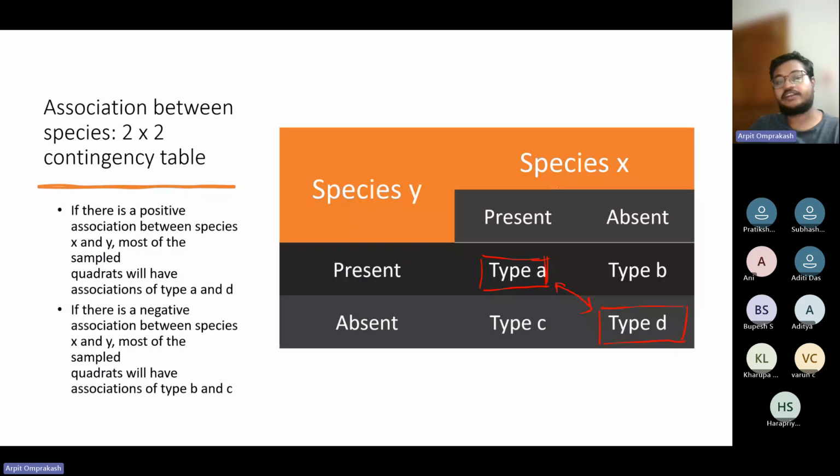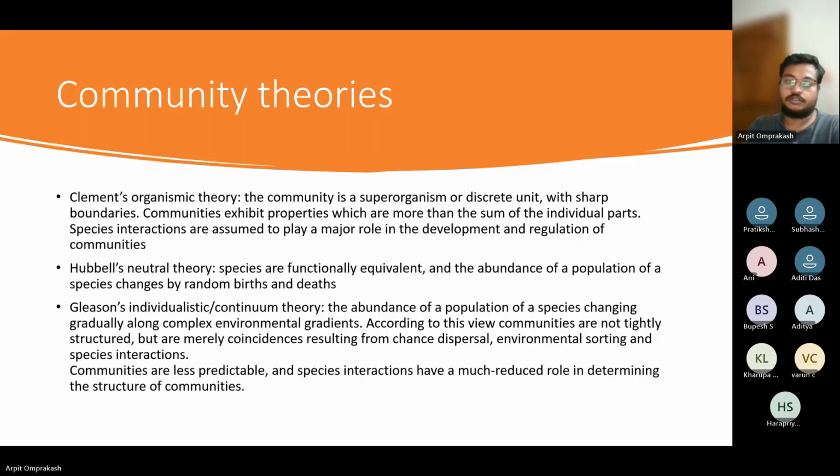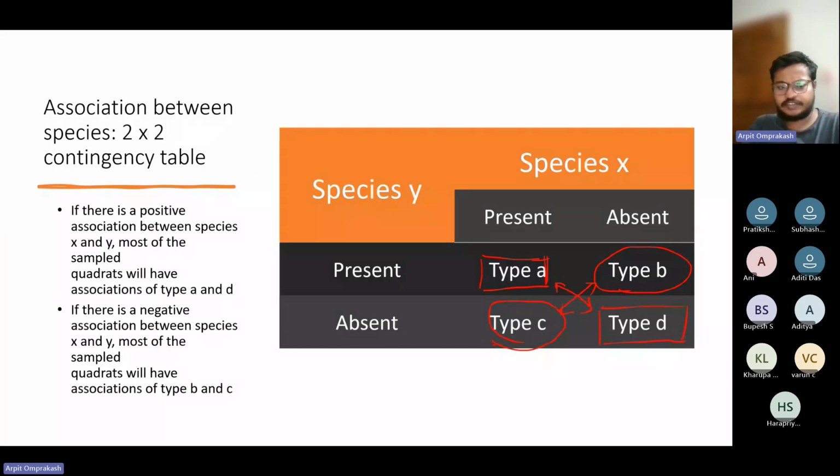But if there is some negative association between the species, for example, if both of them are harming each other, then we see that if species Y is present, species X is not present, or if species X is present, species Y is not present. So if there is negative association, then we see these two kinds of associations in all the sample quadrats in a given community or area. Okay. Does anyone have any questions?